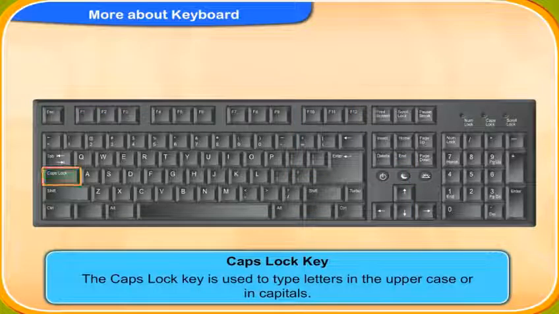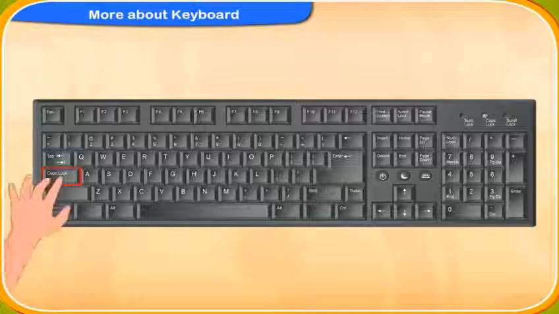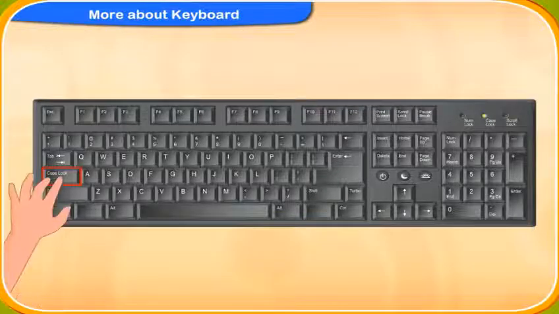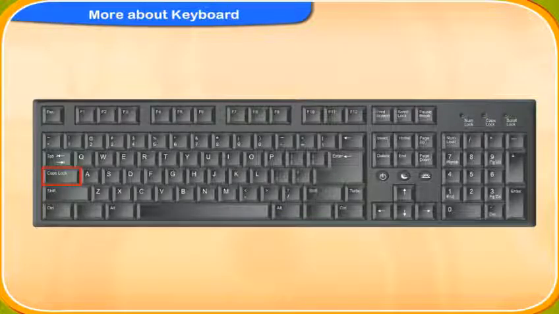The caps lock key is used to type letters in uppercase or in capitals. So press this key. Hey, I pressed the caps lock key and a light glows on the keyboard. Yes, it means the caps lock key is on. If this key is on, then any letter you type will appear in capitals on the screen. If you wish to type again in small letters, then press the caps lock key again to turn it off.